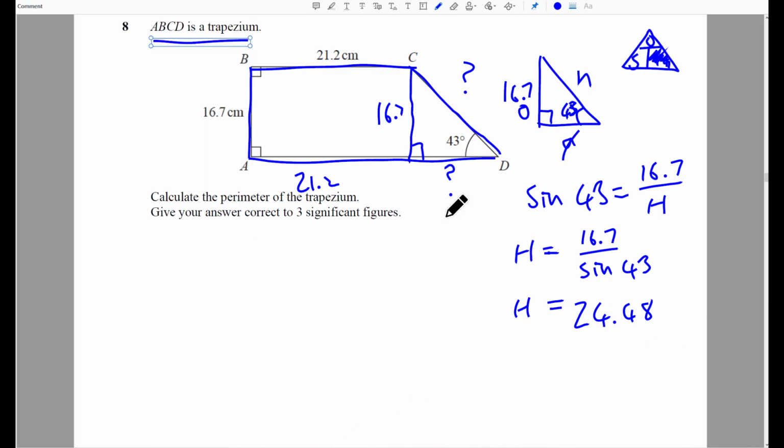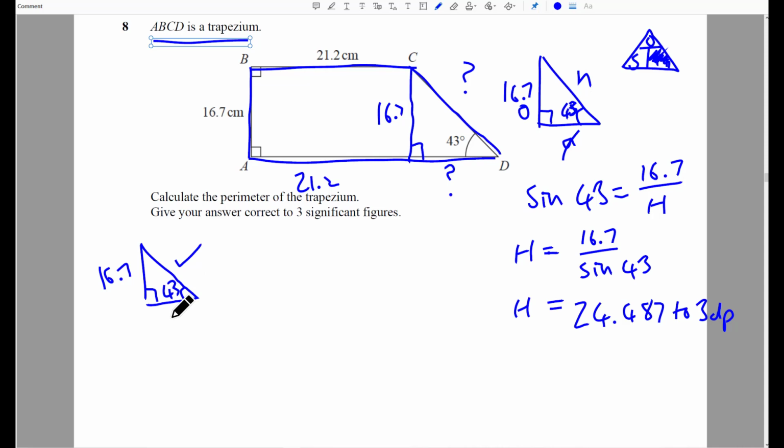24.487. Okay, that gives us that. I'm going to still use the 16.7 to find out the adjacent. That's 16.7. We have 43 here. Right, we've got this answer anyway, so we have this, good. But we're just going to use this again.